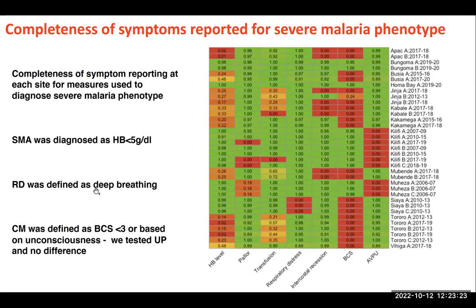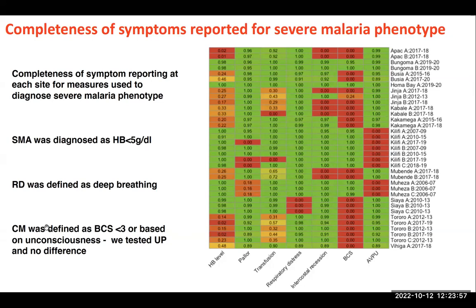And respiratory distress was defined as deep breathing, and respiratory distress was widely reported, as you can see from this panel here, except for Sierra Hospital, which is shown by these 3 rows here. They're all from Sierra Hospital. And so deep breathing was not recorded or documented in Sierra, and therefore what we used was intercostal recession as a proxy measure for respiratory distress.